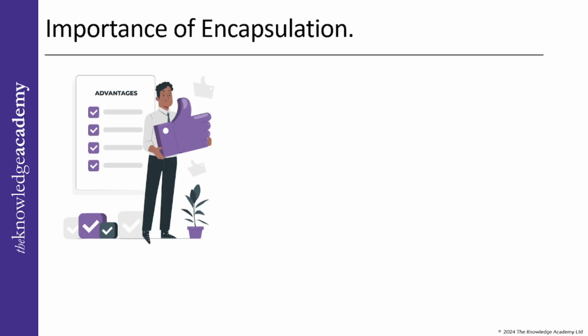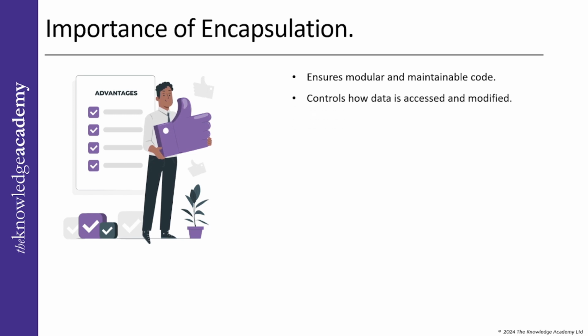Now that we have a brief idea about what encapsulation is, let's see its importance. Encapsulation is crucial in object-oriented programming as it allows us to create modular and maintainable code. By encapsulating related data and functions within a class, we can ensure that the data is accessed and modified in a controlled manner. This makes the code easier to understand and debug.